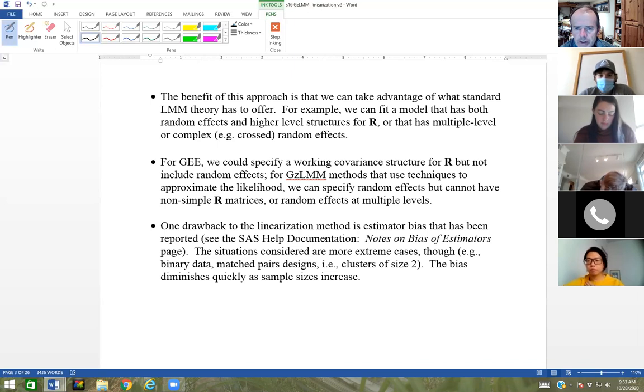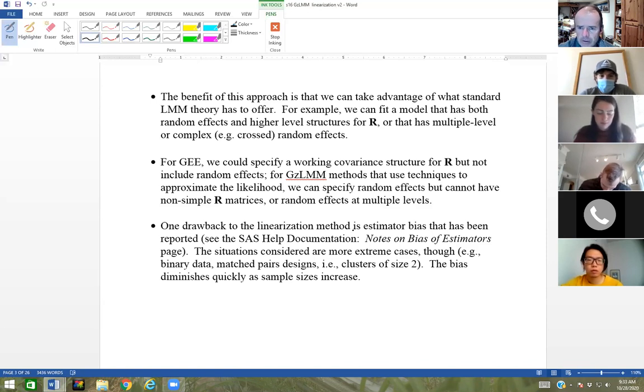So for GEE, we could add a repeated statement, but not random statements. And for the second approach, we could add random effects, but we couldn't add a repeated statement, right? So both approach 1 and approach 2 were limited in how we can handle longitudinal data. Now we're going to be able to do both.